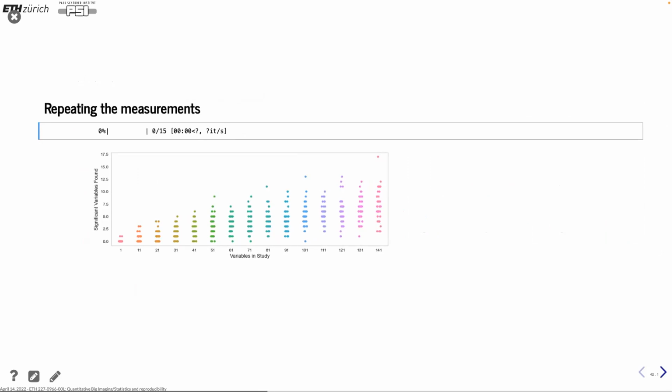And an interesting thing is when you run many repeated experiments, you can see that there is some kind of trend in the number of significant variables found for one example, repeating it 11 times, 21 times, up to 141 times. You can see that there is actually some kind of trend in the data. And that kind of trend is something we need to correct for when we do multiple tests.